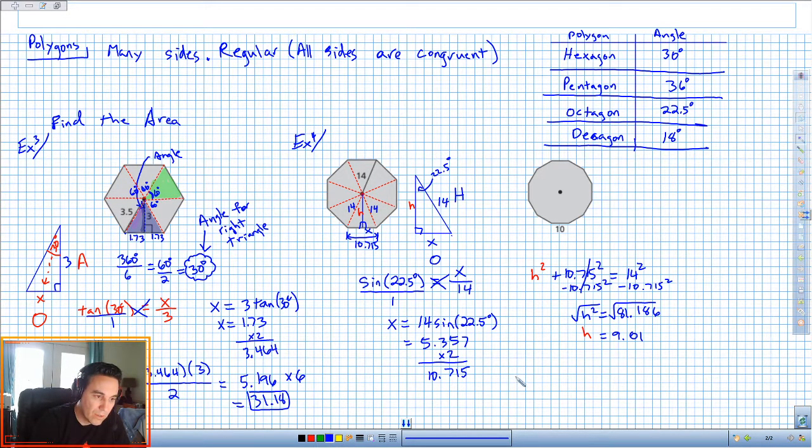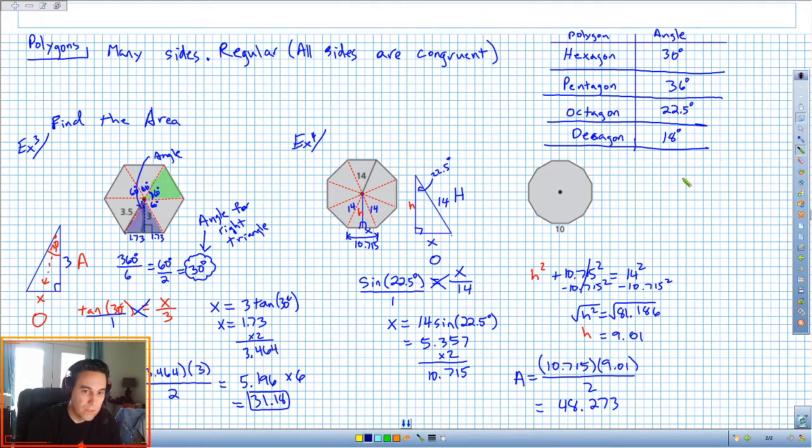So the area of one triangle in this octagon is the base times the height divided by 2. So the area of one triangle inside of this octagon is 48.273. Area, that is one triangle. That is this triangle right here. Using your trig, you have just found the area of that triangle to be 48.273.